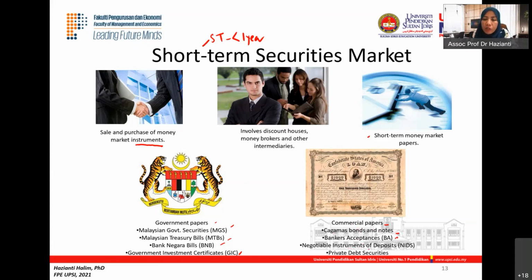We have negotiable instruments of deposits, NIDs ataupun NCD. Dalam note saya letak NCD. Negotiable certificates of deposits. And also private debt securities. So these are the examples ataupun the short-term securities market.